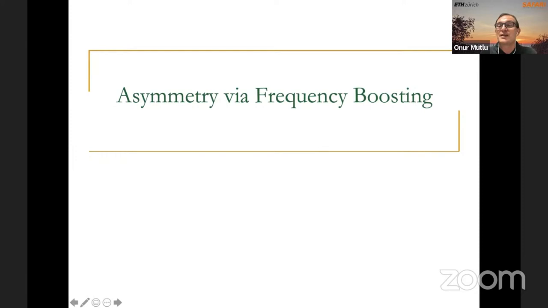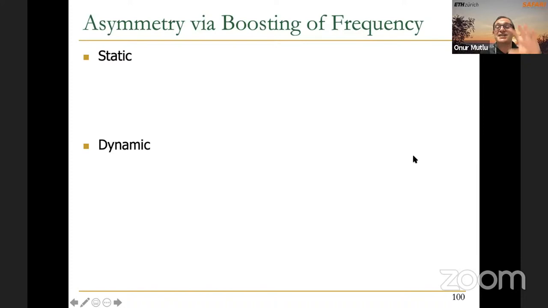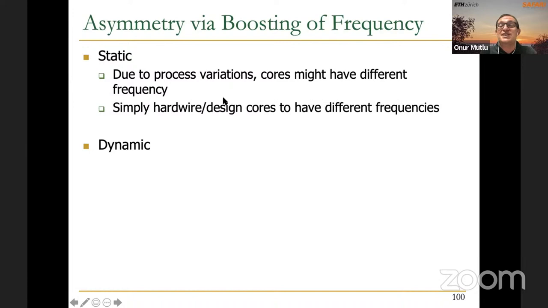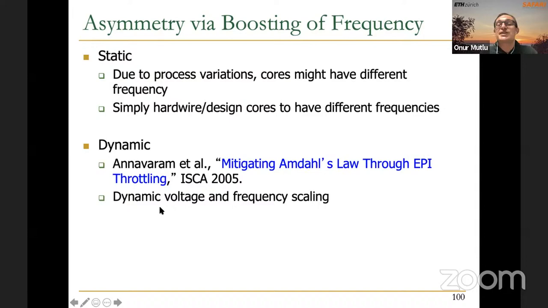You can do this statically, meaning assign some cores to be statically higher frequency, some other cores statically lower frequency. So it's not dynamic. Or dynamically, you can basically change the frequency of cores dynamically. Static means that due to process variations, cores might have different frequencies. This is interesting, but it has limited usage space. Basically, you simply hardwire or design cores to have different frequencies in this case. Dynamic means what is actually proposed by this paper, which I'm going to briefly talk about. You take advantage of dynamic voltage and frequency scaling, and you basically accelerate serial bottlenecks this way.